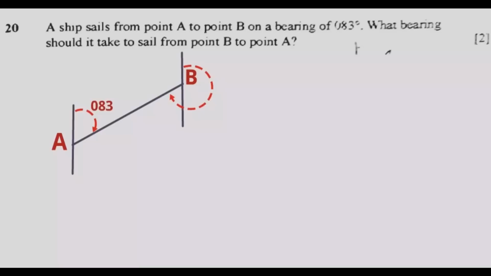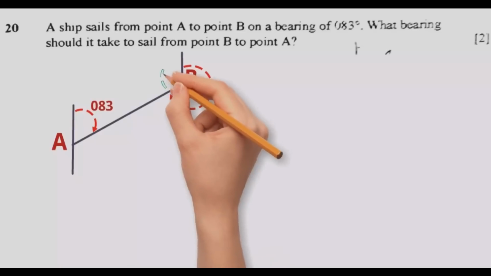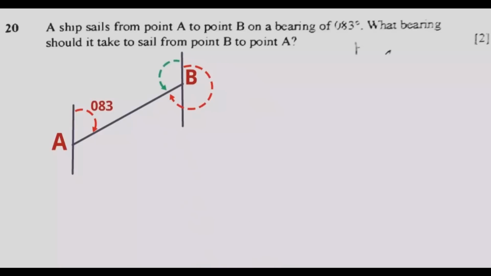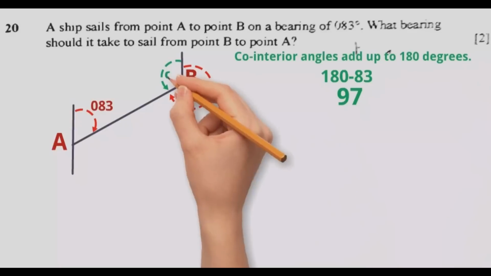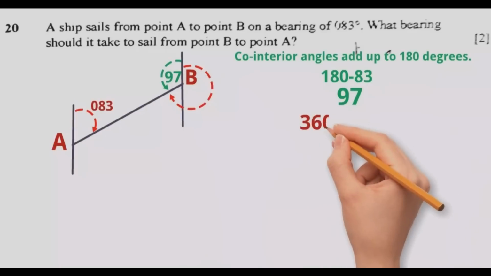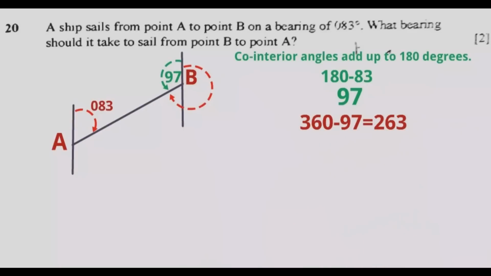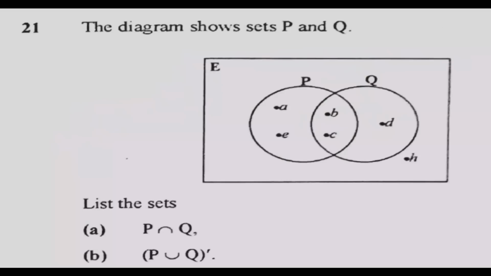Then once it has done that, what is the bearing when it's coming back? What you can do is find the value of this angle here. Co-interior angles add up to 180. So you subtract 83 from 180, which will give you 97. Then you subtract 97 from 360 degrees. So the answer you get is the correct answer.